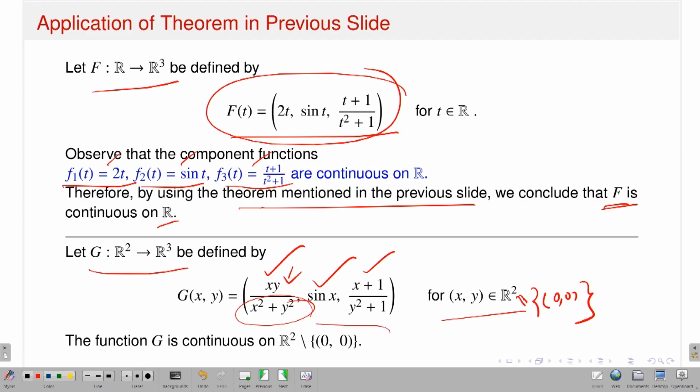Okay. And this function is continuous, because these are very nice functions. The second component function, the sine function, is continuous. The third component function is also a quotient of two polynomials, (x plus 1) divided by (y square plus 1), and the denominator is never vanishing, so this is also continuous. Only the first component function might cause some difficulty at the point (0, 0), but I take out the point (0, 0), so it is a very nice function. Again, it is a quotient of polynomials in x and y, so this is also continuous. It creates difficulties only at the point (0, 0), but I am defining the function G on R2 minus (0, 0). Therefore, this function is actually continuous on R2 minus (0, 0). Okay. So, I should write here R2 minus (0, 0).